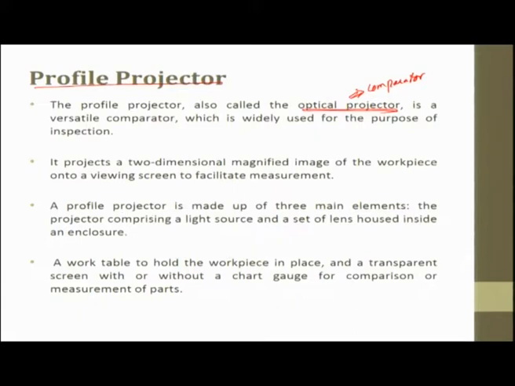A profile projector is made up of three main elements: the projector, comprising a light source and a set of lenses housed inside an enclosure; a work table to hold the workpiece; and a transparent screen, with or without a chart gauge, for comparison or measurement of the part.